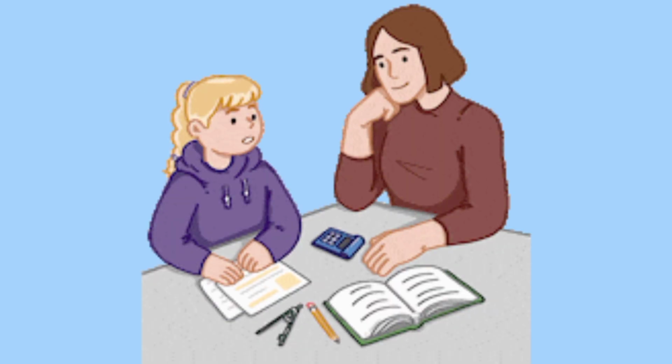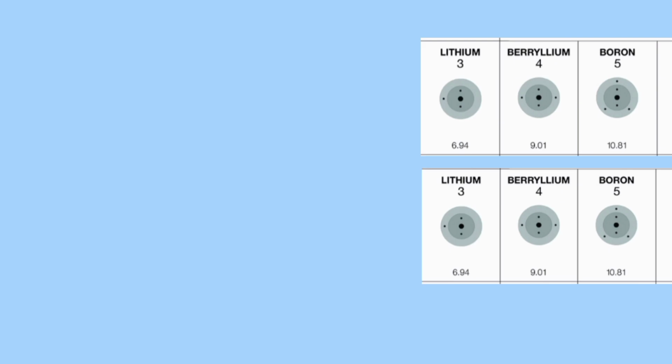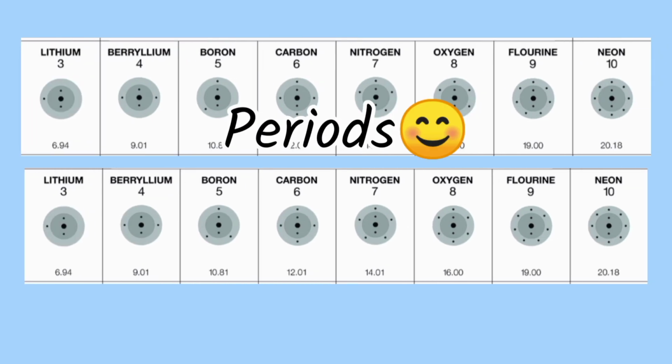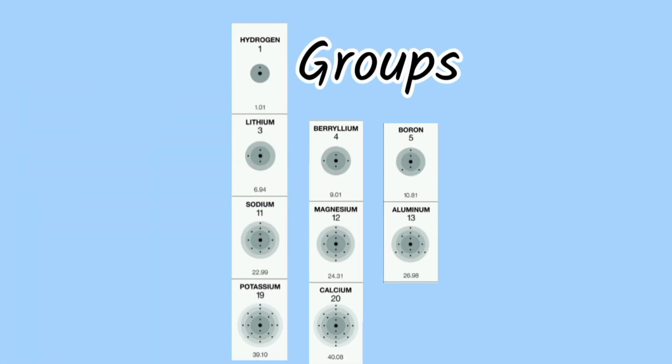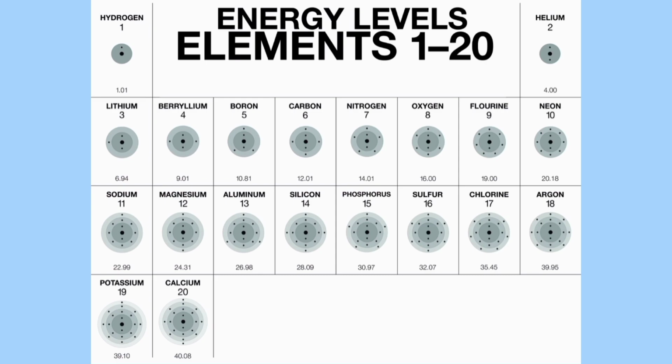Elements with the same number of occupied energy levels are arranged in horizontal rows known as periods. Elements with the same number of electrons in the outermost energy levels are arranged in vertical columns known as groups. This kind of arrangement is referred to as the periodic table. It helps us to classify elements with similar properties together.